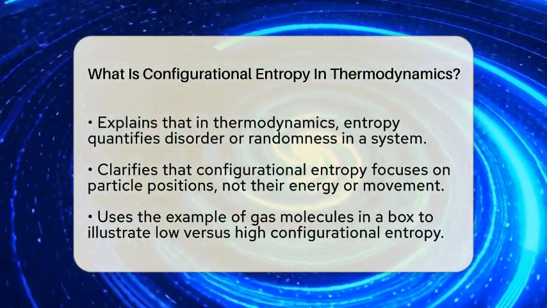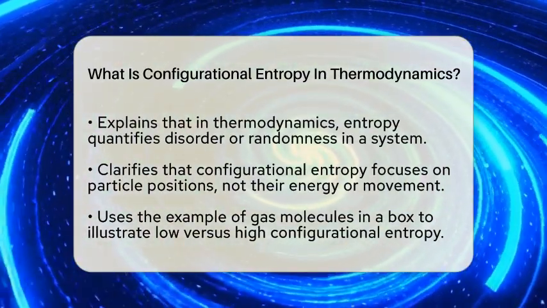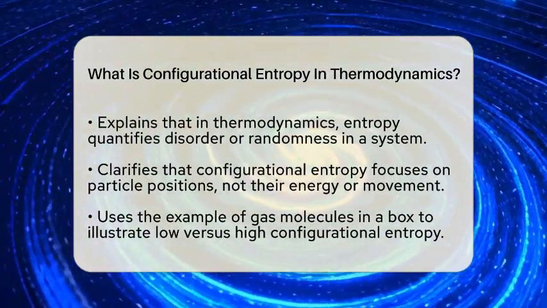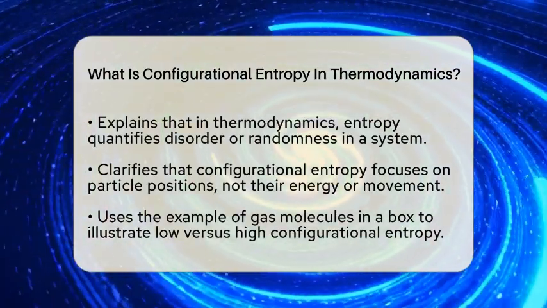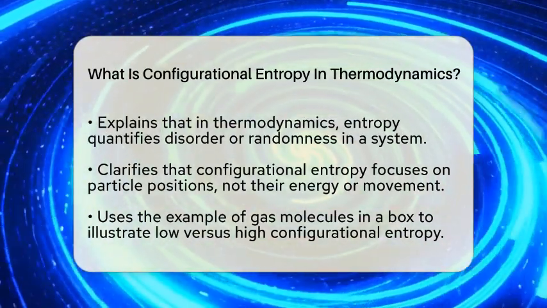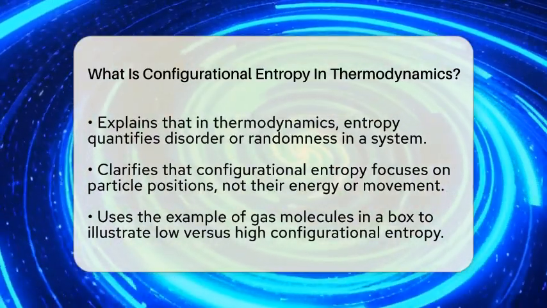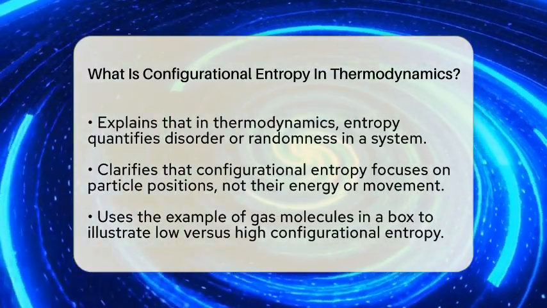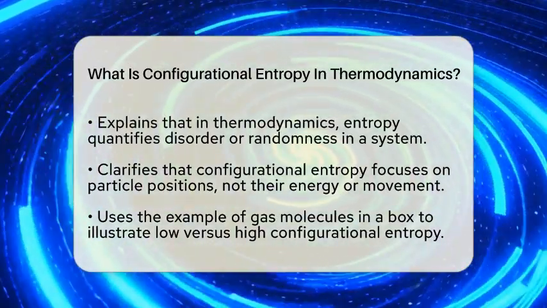For example, picture a box with gas molecules. If all the molecules are crammed into one corner, the configurational entropy is low because there are fewer ways to arrange them. But if the molecules spread evenly throughout the box, the number of possible arrangements skyrockets, and so does the configurational entropy. This increase shows how systems naturally tend toward more disordered states.